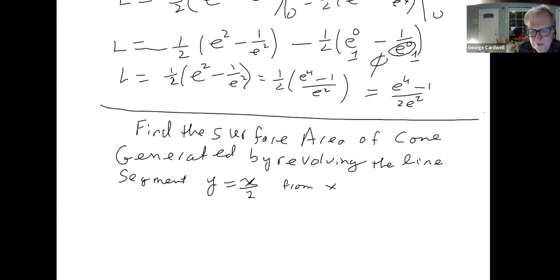From 0 to, let's see, what was that? 0 to 4. Right in here. 0 less than or equal to x less than or equal to 4. Okay.